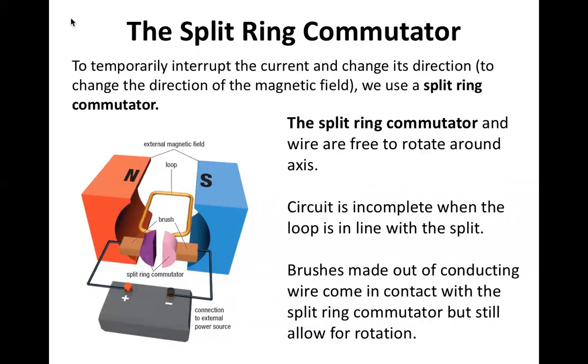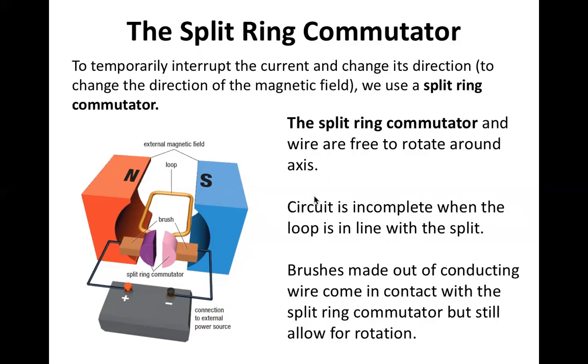So to temporarily interrupt the current and change its direction, to change the direction of the magnetic field, we use a split ring commutator. The split ring commutator and wire are free to rotate around the axis. And then the circuit is incomplete when the loop is in line with the split. So there's a moment where there is an open circuit, and then the rotation continues.